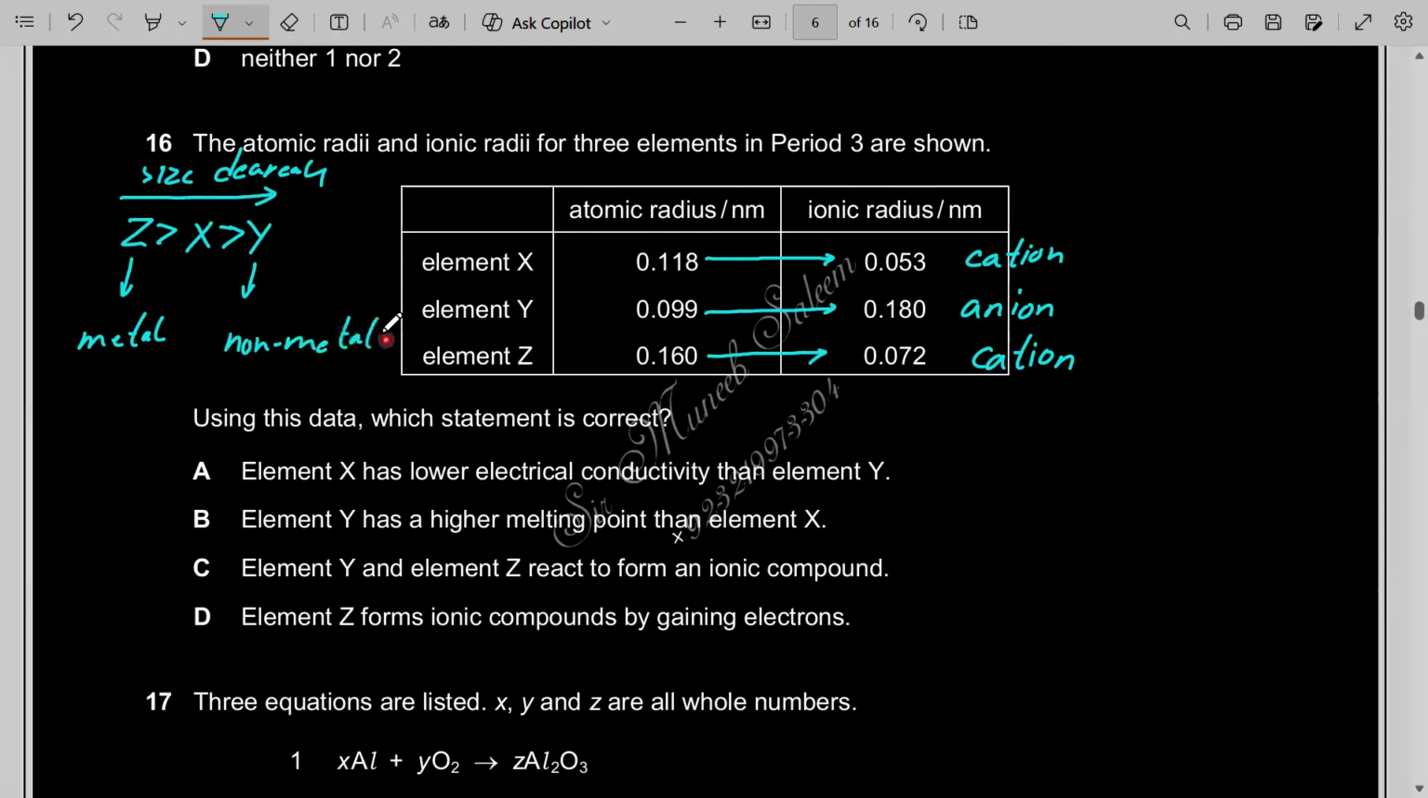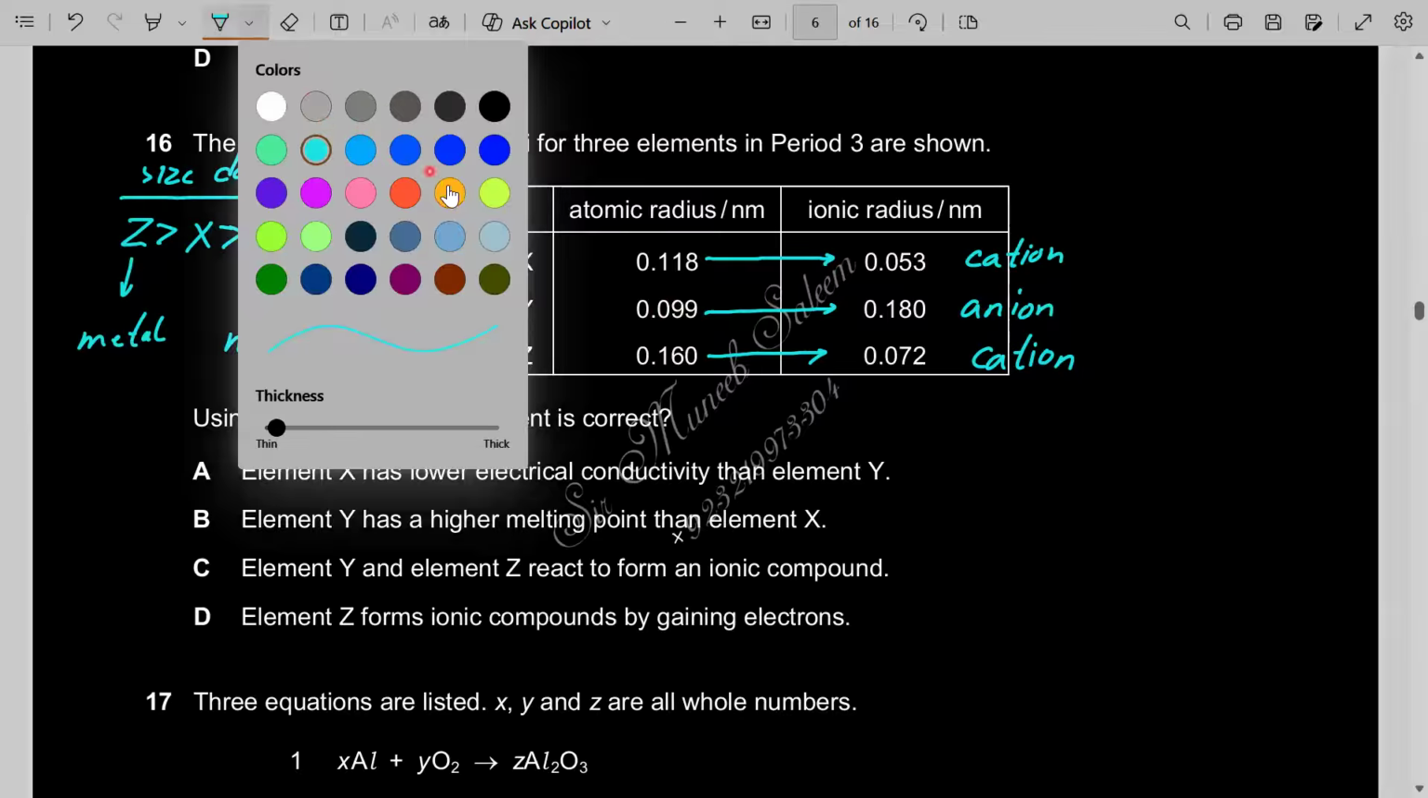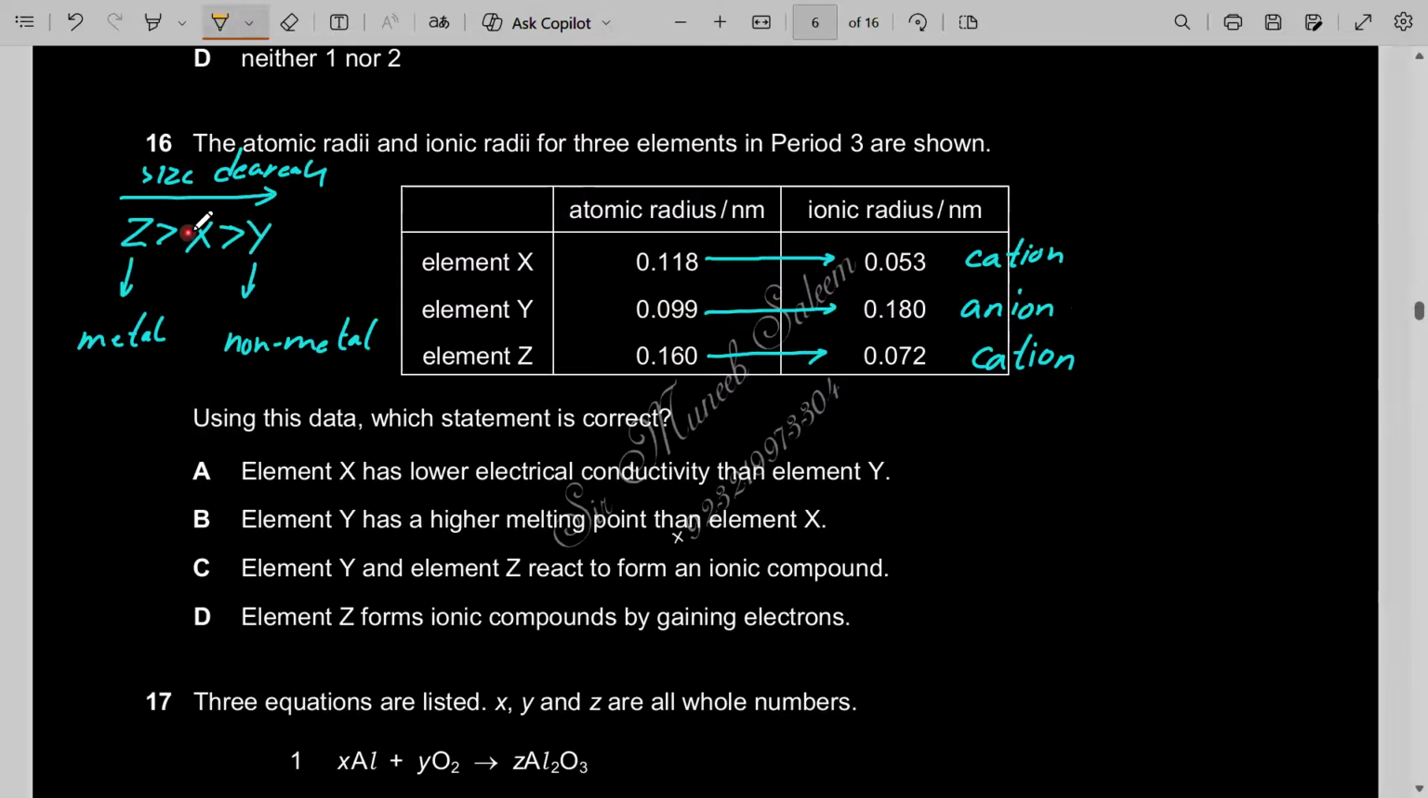Y is definitely a non-metal because it forms the anion, and anion formation is the property of the non-metals. We cannot clearly tell whether X is a metal or a non-metal because here it shows cation formation, and we remember the group 4 has both the property of forming the cation or anion. It can form both kinds of ions.